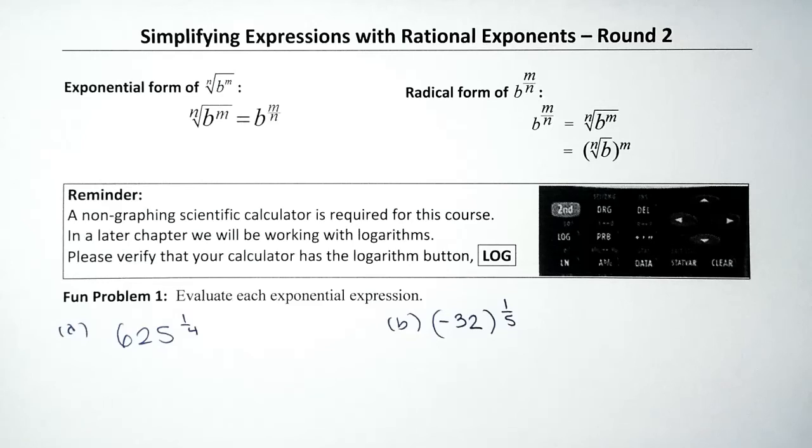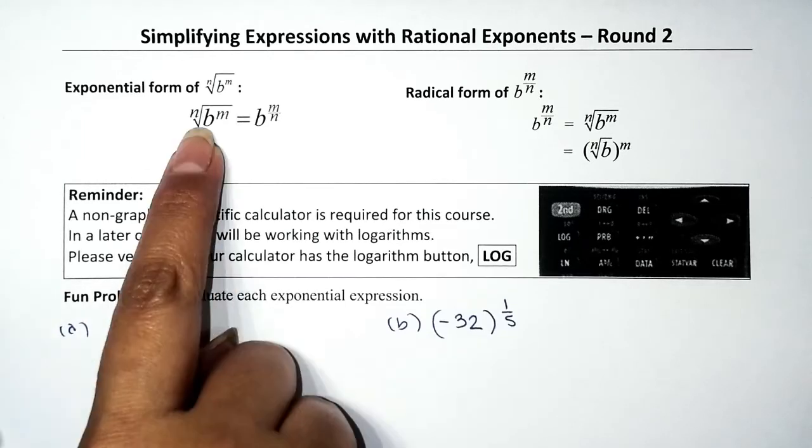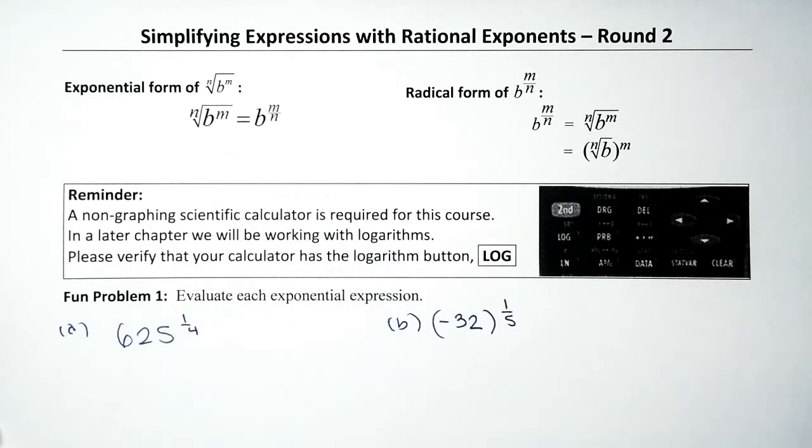Hi guys, welcome back. So today we are going to continue, or maybe start, simplifying expressions involving rational exponents. First, a little friendly reminder from round one. How do we write an expression that has a radical in exponential form? So pretty much this. I'm just going to copy it, but I'm going to speak to you.